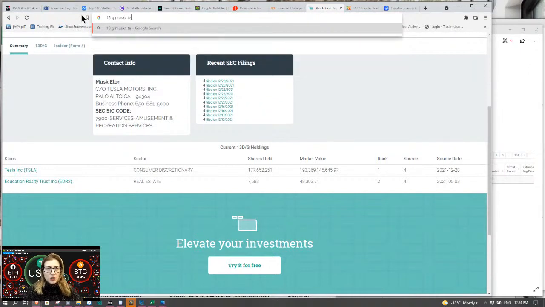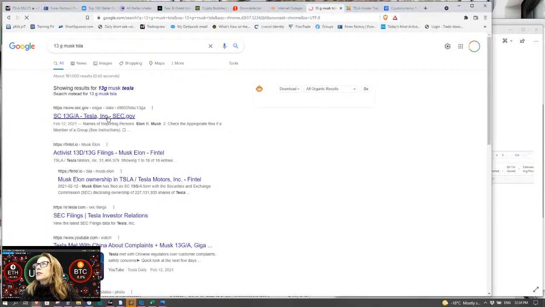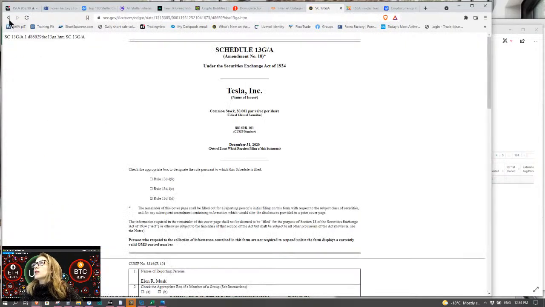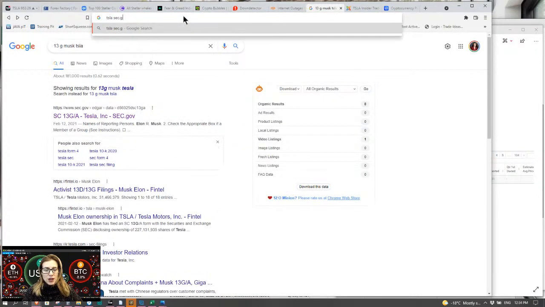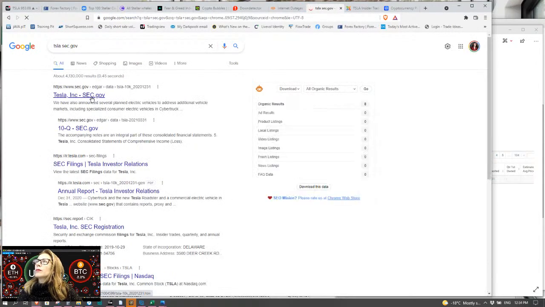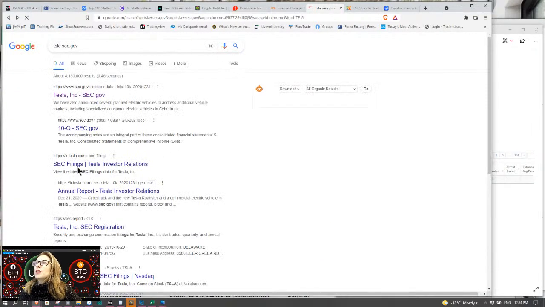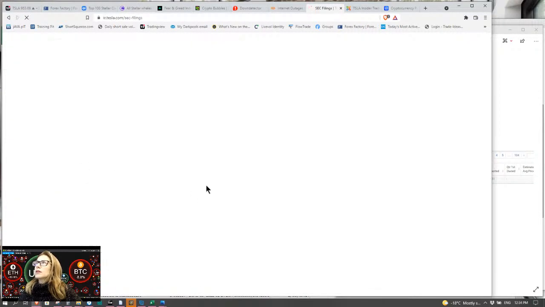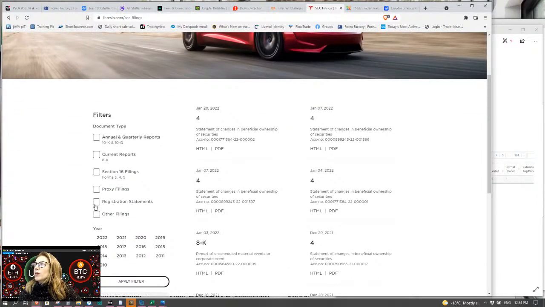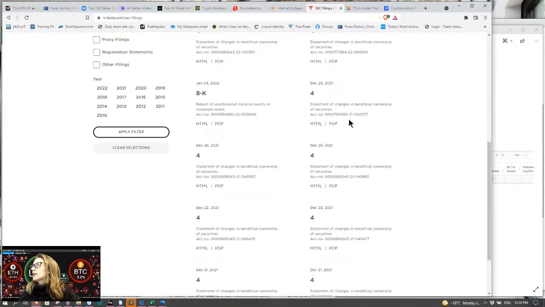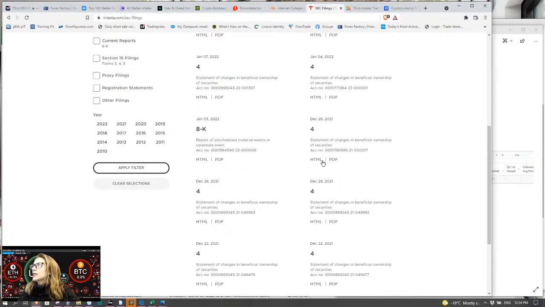Okay, let's go quickly. 13G Musk Tesla. You gotta follow all this stuff, right? You gotta pay attention to what's going on. 13G Tesla, February 12th, 2021. Nope. Let's go to Tesla SEC.gov, and we'll just search our 13Gs. There we go. Other filings. We want it to be a 13G. Okay. 1231. Interesting, right?